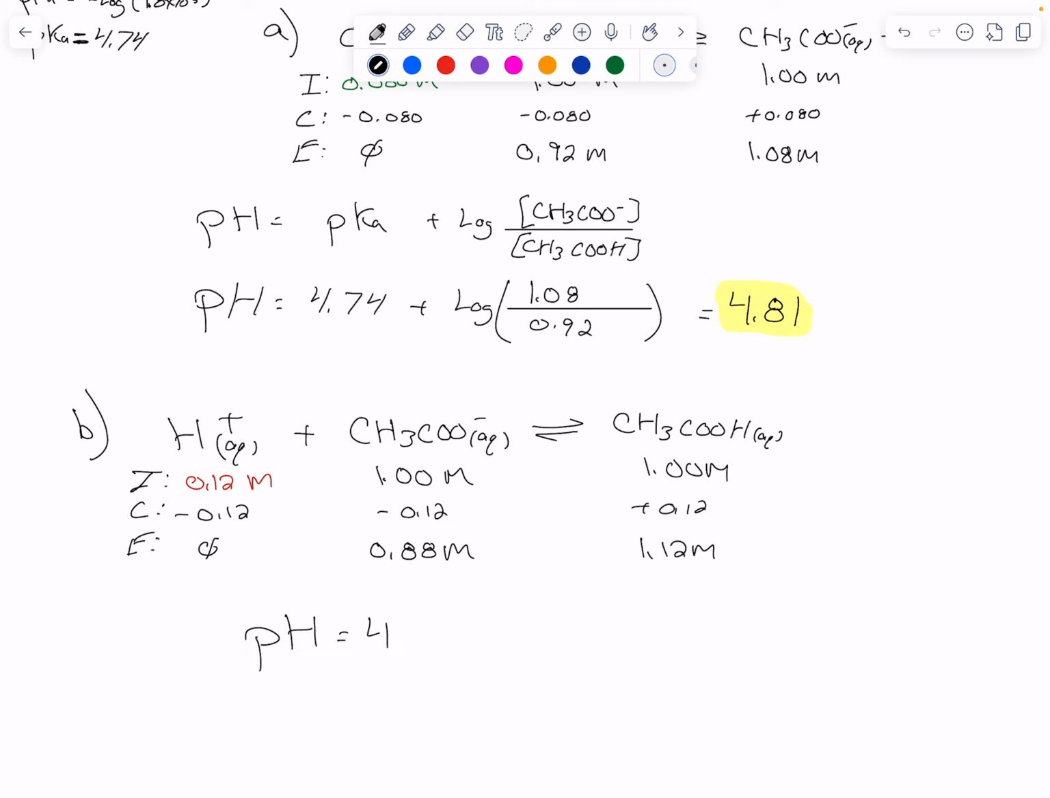So using the pH equals pKa, pH equals 4.74 plus the log, right, because we're doing the same thing. The base, 0.88, acid, 1.12. So I'm getting the pH. Hopefully you get the same thing as 4.64. All right. So that's just simple buffers, all right? And they made it very simplified for us.